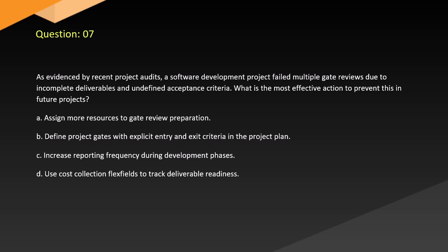Question 7. As evidenced by recent project audits, a software development project failed multiple gate reviews due to incomplete deliverables and undefined acceptance criteria. What is the most effective action to prevent this in future projects? A. Assign more resources to gate review preparation. B. Define project gates with explicit entry and exit criteria in the project plan. C. Increase reporting frequency during development phases. D. Use cost collection flex fields to track deliverable readiness.